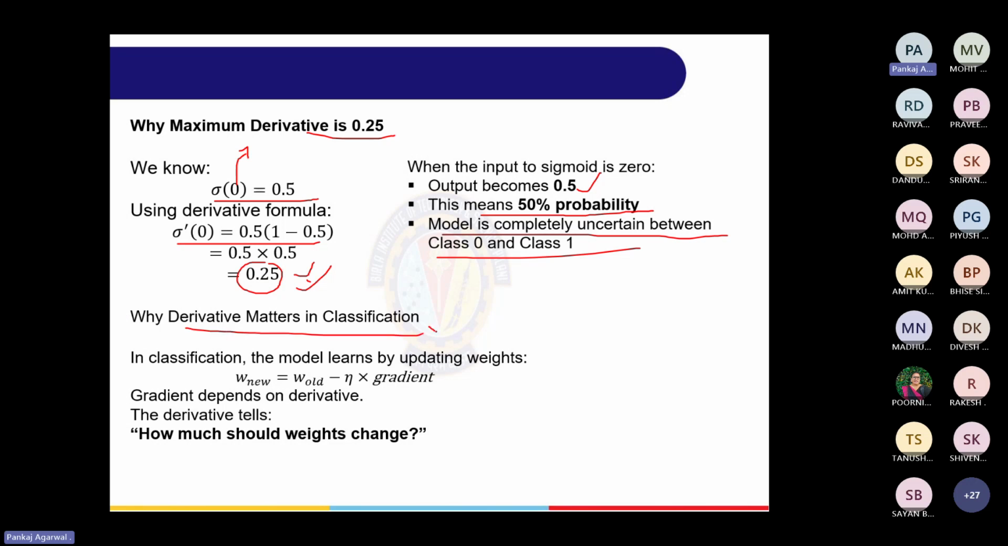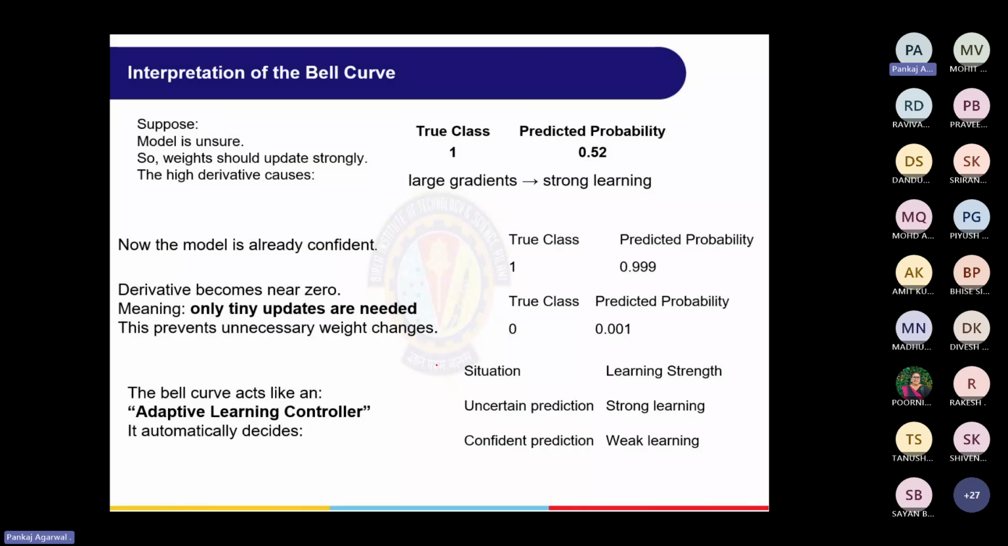So why does the derivative matter in classification? Because everyone knows that the derivative would tell me how much the weight should change, right? I've given you a little bit of interpretation of the bell curve also. By now you all have got that understanding. So suppose you get this kind of probability for the true class. There can be a case where the model is already confident, with a predicted probability of, suppose, 0.9 on the true class, and another case where the predicted probability on the true class is 0.